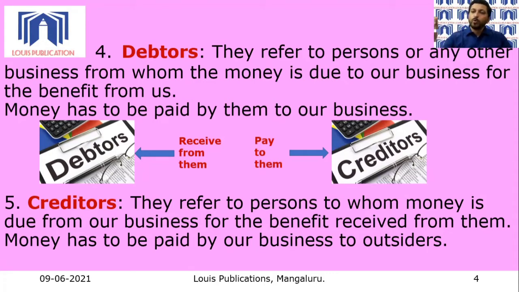So people from whom business has to receive money are referred to as debtors. You can take debtors as an example of an asset. Creditors are people or other businesses to whom the business has to pay money. We have to pay money to outsiders.